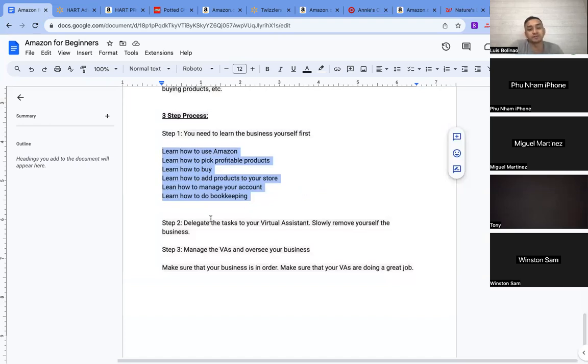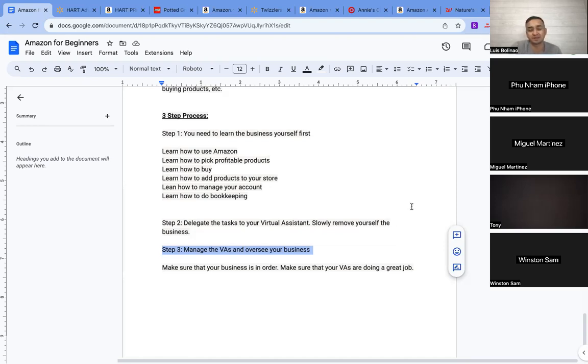And then once you delegate the task to your VAs, you need to become a manager, because at that point you need to manage your VAs. You need to understand how to manage and oversee your business. You need to make sure that your business is in order, and that your VAs are doing a great job, because these are people who have problems. They get sick, they miss work, so you need to understand how to manage people, because these are the people running your business, and you need them for an automated Amazon store.